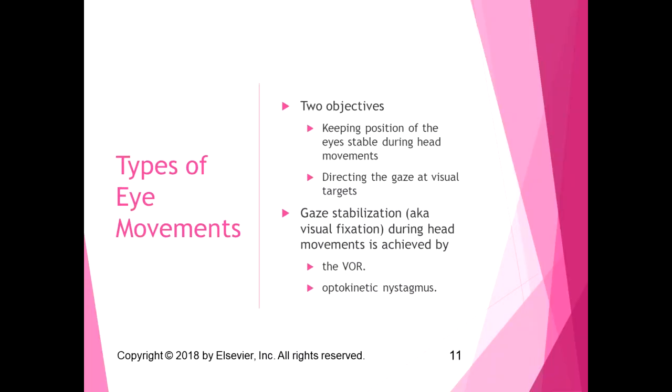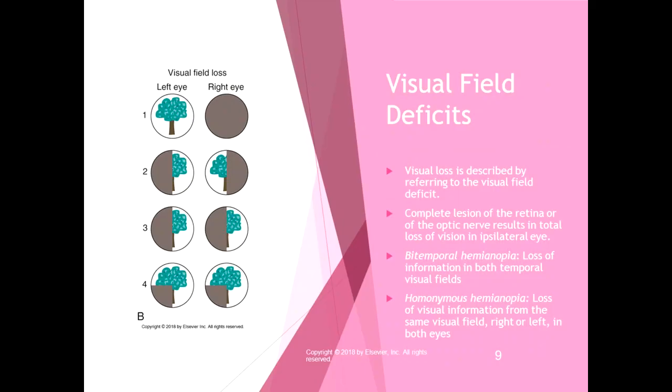So in the next section, we're going to start talking about eye movements. It's very helpful to look at this set of diagrams and the lesions that go with them, so you can get an idea of what causes bitemporal versus homonymous hemianopia or hemianopsia.